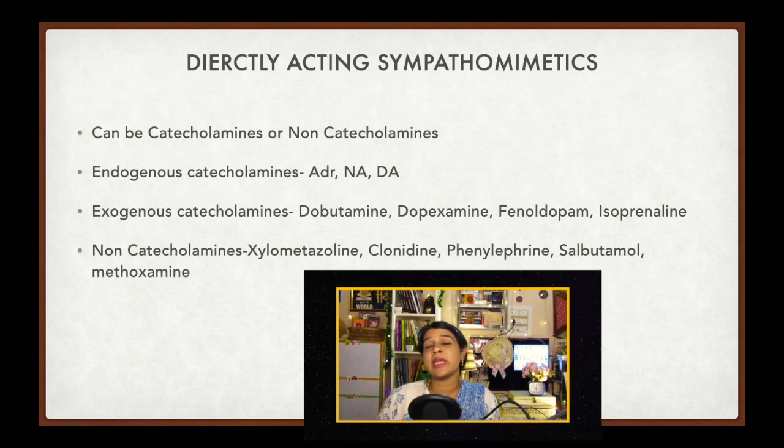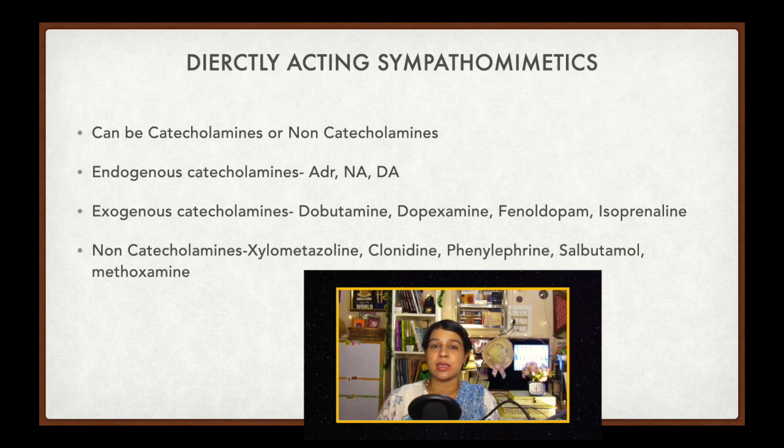Next, we're going to know in detail about directly acting sympathomimetic drugs. They can again be classified into catecholamines and non-catecholamines. Amongst the catecholamines, we have a further classification as endogenous and exogenous catecholamines. The endogenous catecholamines are naturally found, and they are adrenaline, dopamine, and noradrenaline. These are the endogenous catecholamines.